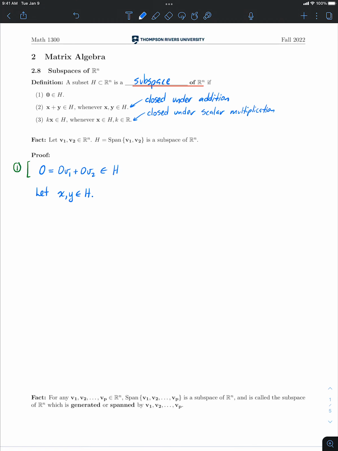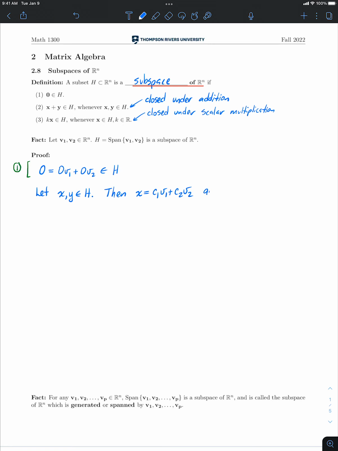Well, what does it mean to be in H? H wasn't just some symbol. We know what it means. H is the span of V1 and V2. It's the set of all linear combinations of V1 and V2. So that tells you something about X and Y. We can say that X is a linear combination of V1 and V2. So I'll just use C1 V1 plus C2 V2. That's got to be true for some scalars C1 and C2.